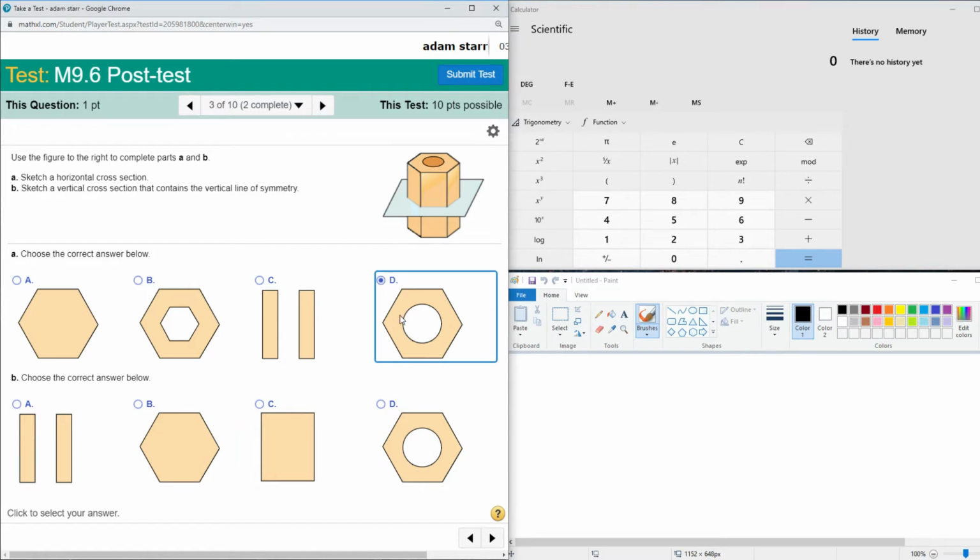Part B is asking the vertical cross-section, right through the vertical line of symmetry. So if I draw a vertical line here that's symmetrical, it's going to be here. If you notice, it goes right through this hollow circle here, which means that cross-section is going to have a big gap in the middle of it. And that's what my choice A is doing. It has a gap in the middle, and I'm going to just have two rectangles on either side.